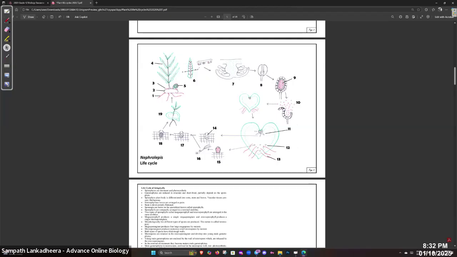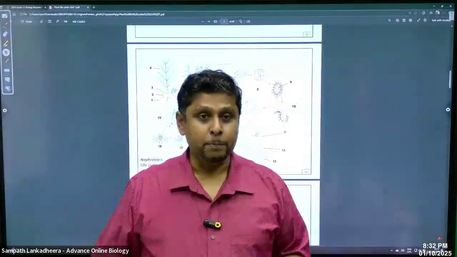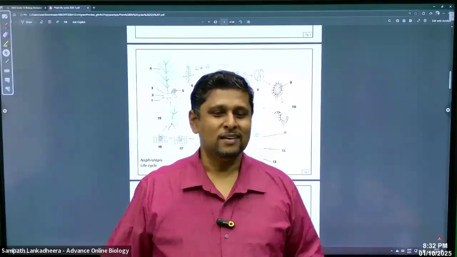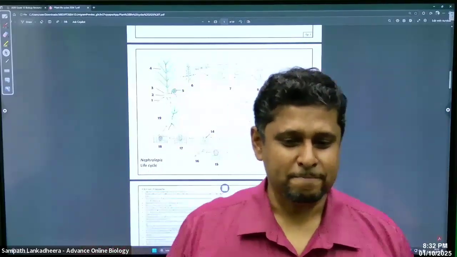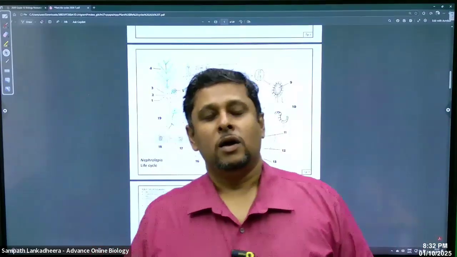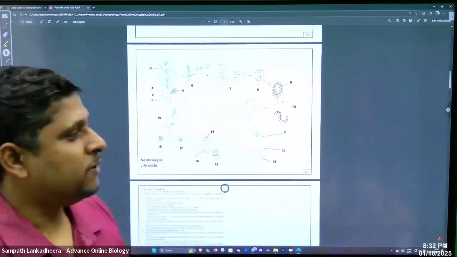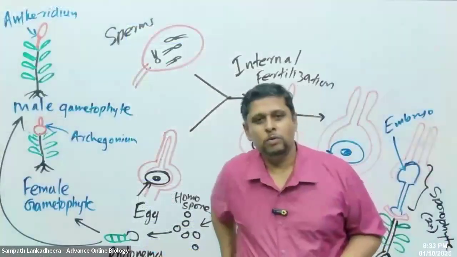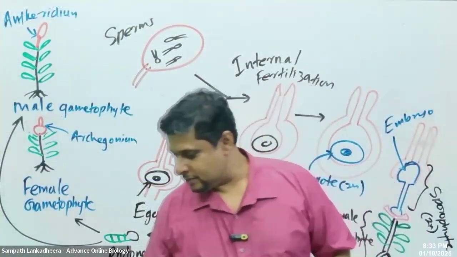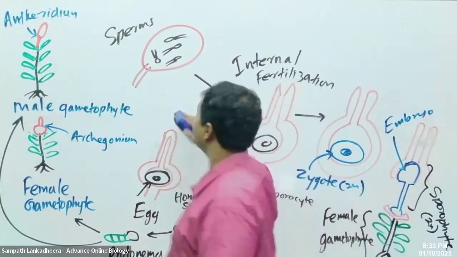What's that life cycle, people? Life cycle of Nephrolepis. Right? Nephrolepis life cycle. Okay. So we move now to another life cycle. Nephrolepis life cycle.